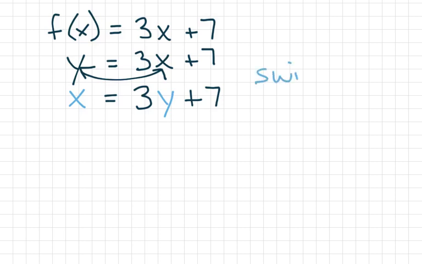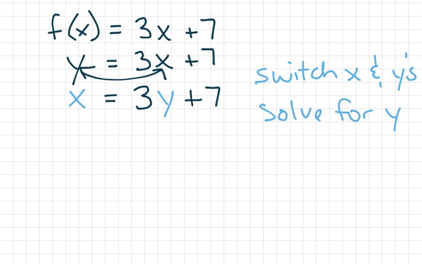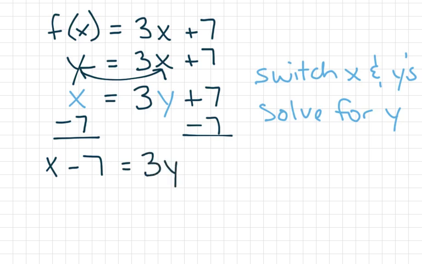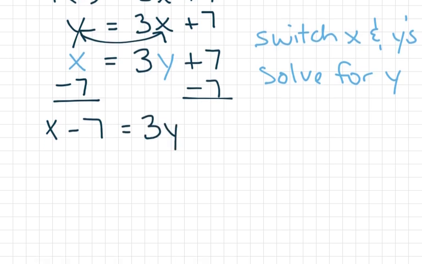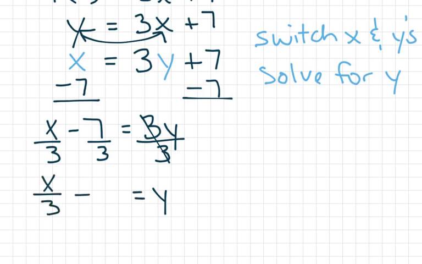So first step, switch x and y's. Second step is solve for y. Your y is in a new place now, so let's solve for it. I am going to subtract 7 from both sides. I get x minus 7 equals 3y. Now I'm going to divide both sides by 3. I get y equals x over 3 minus 7/3.